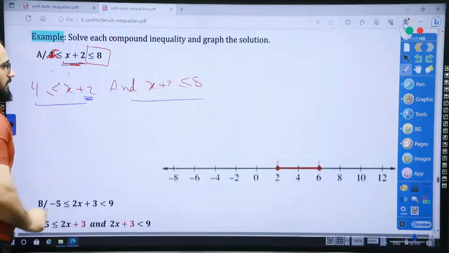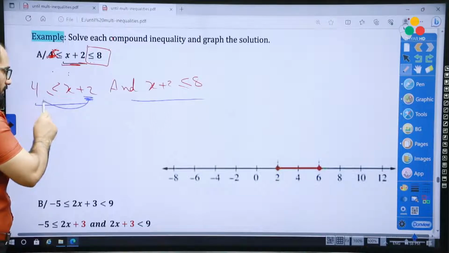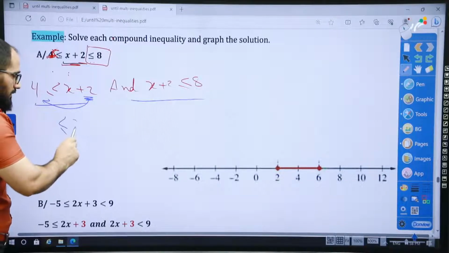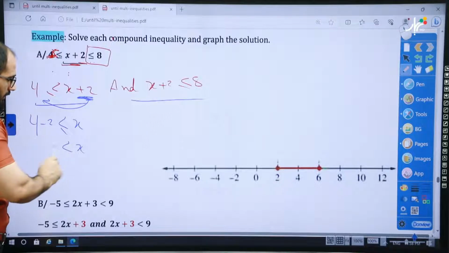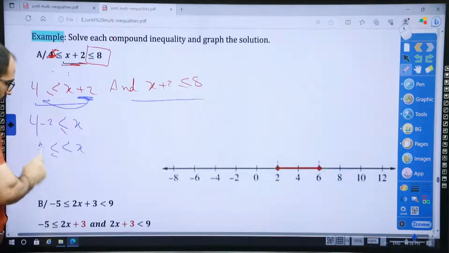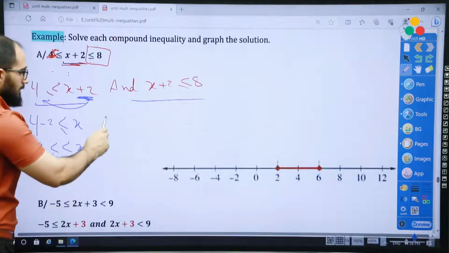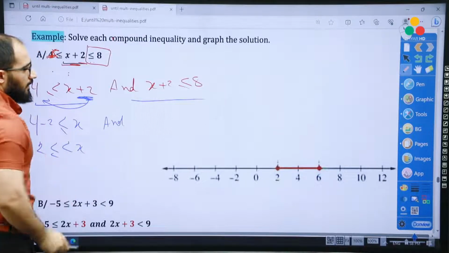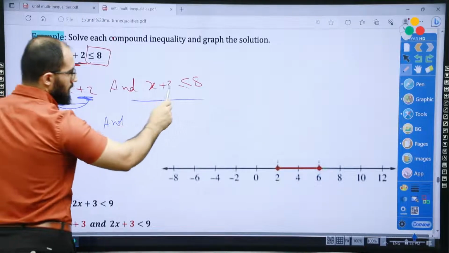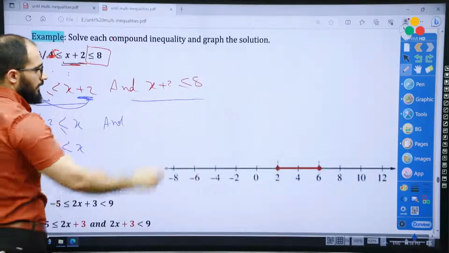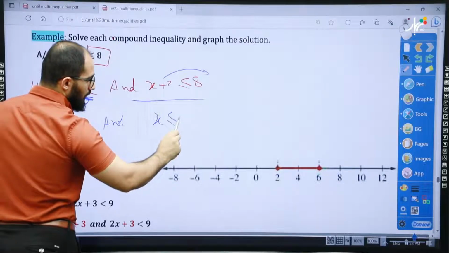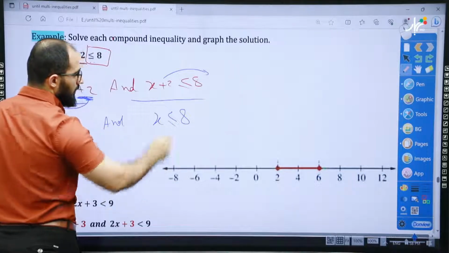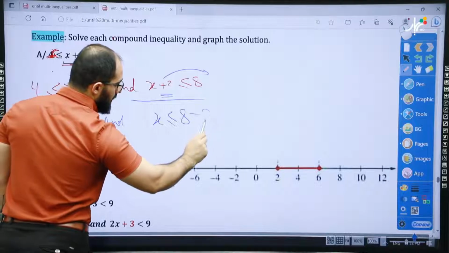Then for the first one, move positive 2 to the other side. x stays here, and also you have 4. Positive 2 is going to be negative 2. So x is greater than or equal to 2. And for the right part, we have x plus 2 less than or equal to 8. Move positive 2 to the other side. We have x less than or equal to 8, and positive 2 is going to be negative 2.